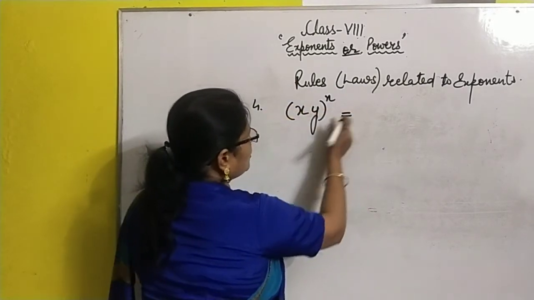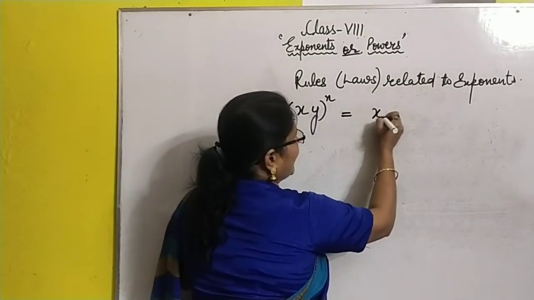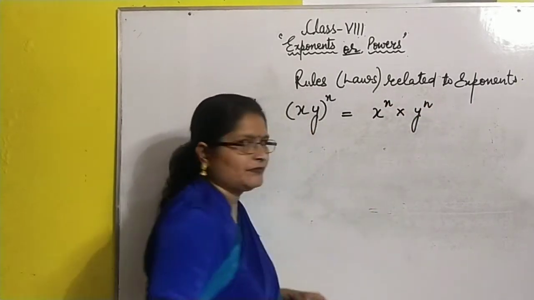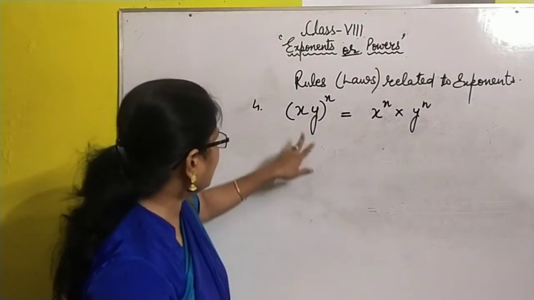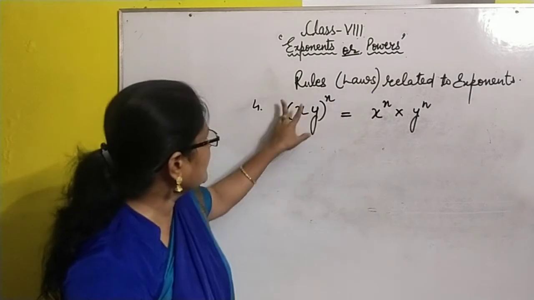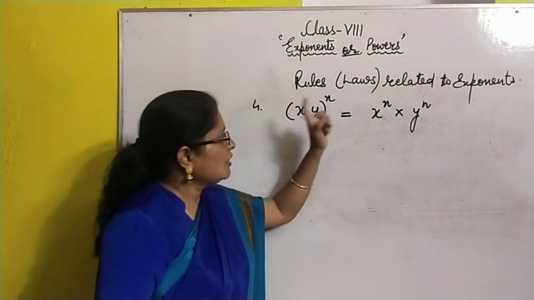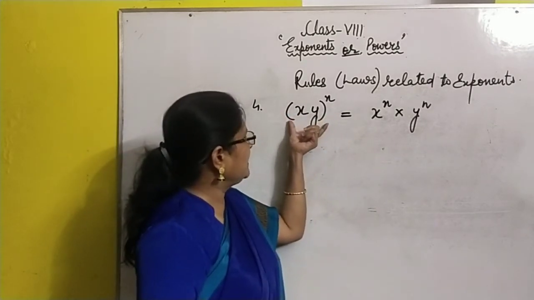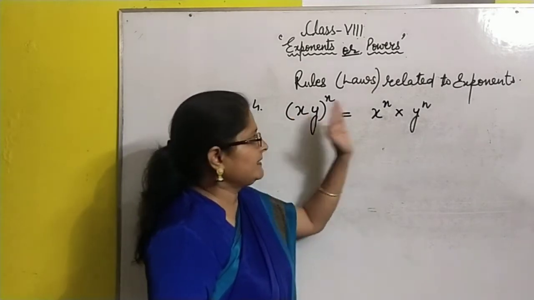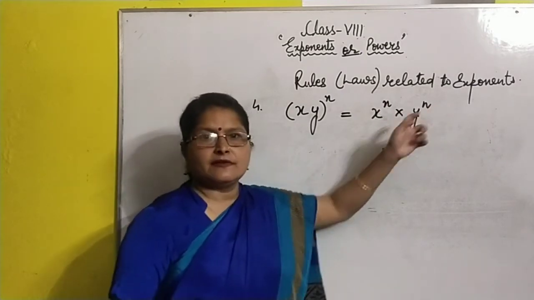So what will you do? You can see these bases are different, so you will write x raised to the power n into y raised to the power n. Here you saw that x and y are different, the bases are different, but the power of both the bases is the same. So when you separate these, the bases are separated with the multiplication sign, but the power of both the bases will be the same.